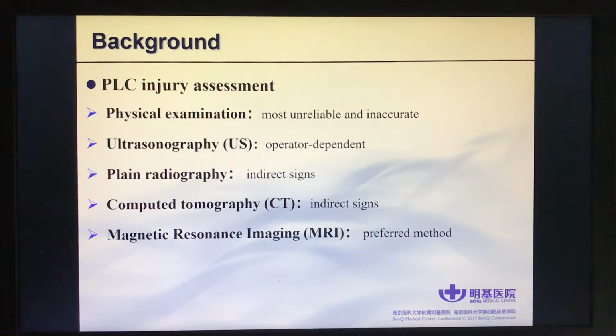Methods for clinically assessing PLC include physical examination, ultrasonography, plain radiography, computed tomography, and magnetic resonance imaging. Palpation is the most unreliable and inaccurate method. Ultrasound is operator dependent. X-ray and CT only provide indirect evidence of ligamentous disruption, though they can allow visualization of osseous anatomy. MRI can directly detect soft tissue injury and is the preferred means of diagnosing PLC injury.